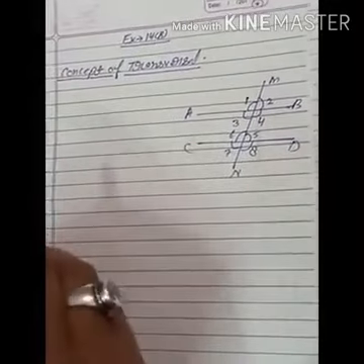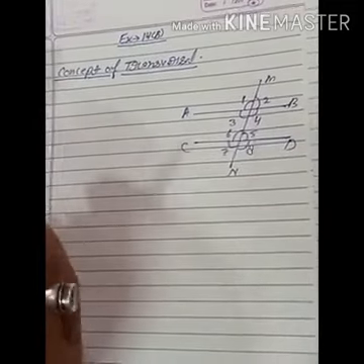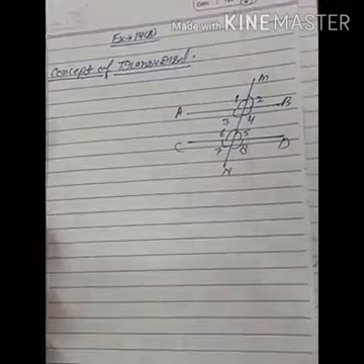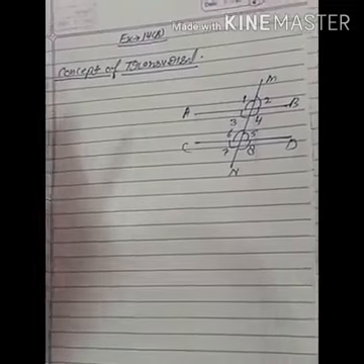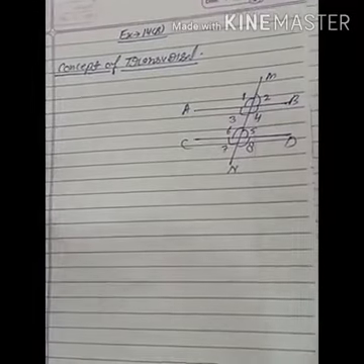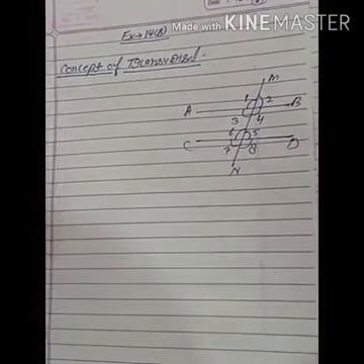So these three lines are making 1, 2, 3, 4, 5, 6, 7, 8 angles. So there is a relation between all 8 angles. That concept we will understand in this video. Then we will start the exercise.